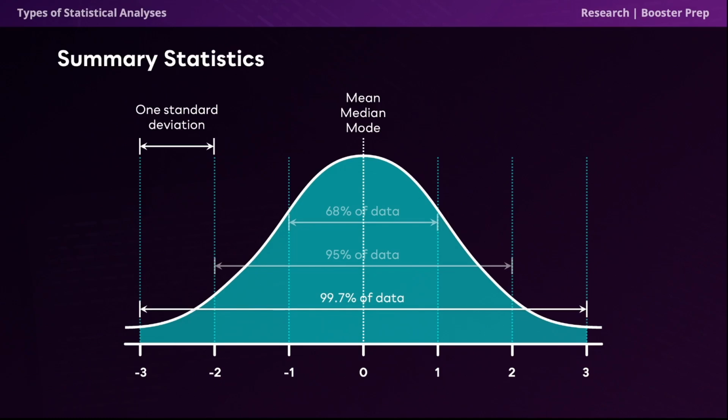Another key takeaway from this concept is that the larger the sample size, the more accurate the sample mean and sample standard deviation will be to the actual population mean and standard deviation. This is because increasing the sample size decreases random error.